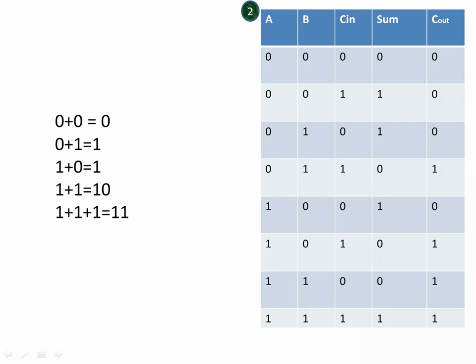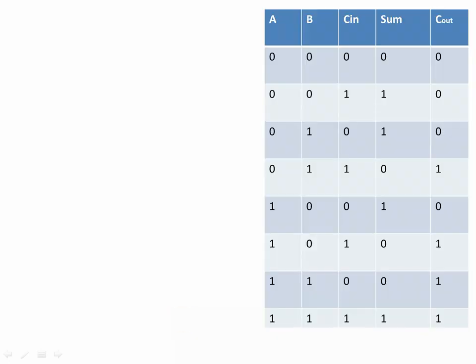Now we fill in the truth table. By adding these three bits, we write the sum and carry. 0 plus 0 plus 1 equal to 1, carry is 0. 0 plus 1 plus 0, sum is 1, carry is 0. 0 plus 1 plus 1 equal to 10, carry 1, sum 0. 1 plus 0 plus 0, sum 1, carry 0. 1 plus 0 plus 1 equal to 10, carry is 1, sum is 0. 1 plus 1 plus 0 equal to 10, carry is 1, sum is 0. 1 plus 1 plus 1 equal to 11, carry 1, sum also 1.